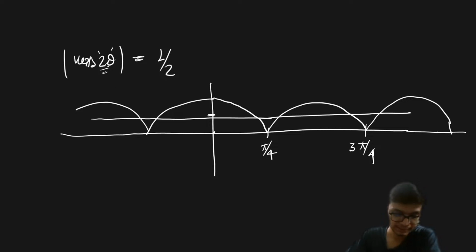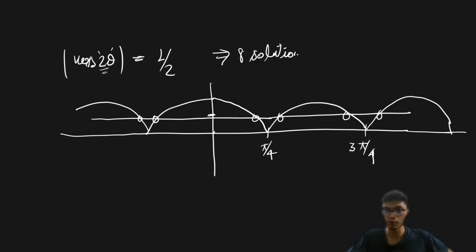This θ is basically between 0 to 2π, right? So if you try to find the number of solutions from these intersection points, you'll find that between 0 to 2π you will have 8 solutions, which is very obvious from the graph. Now I'm not able to draw the graph completely over here because of the lack of space, so please try to draw this graph completely, with the complete marking going up to 2π.